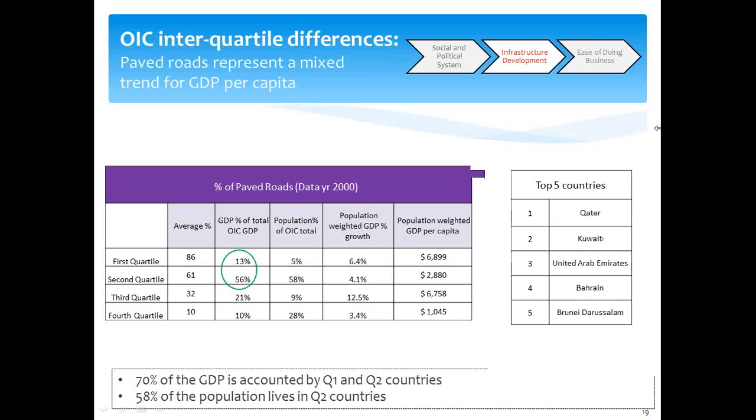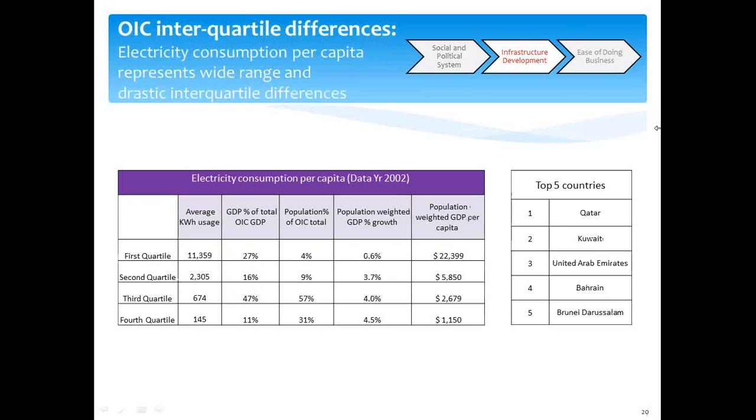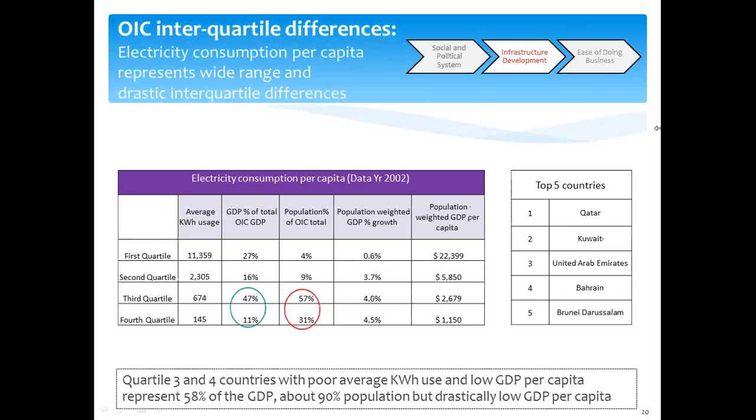So next we take a look at the electricity consumption per capita, and we find that almost 90% of the OIC lives in quartile 3 and quartile 4 countries. Also noteworthy is the fact that these quartile 3 and quartile 4 countries contribute almost 60% to the overall GDP. Even more surprising is the drastic difference in GDP per capita income, which is 22,000 for quartile 1 and only 5,000 for quartile 2. We find that countries contributing highly to the GDP suffer from electricity shortage.